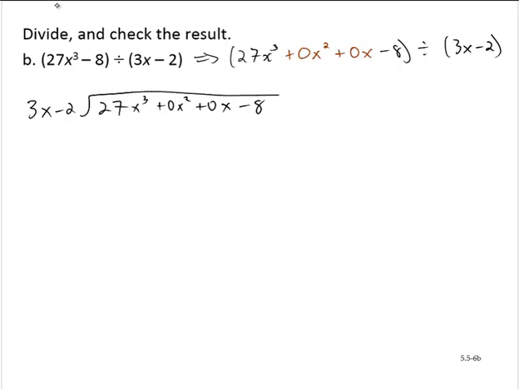Alright, 3x divides into 27x cubed 9x squared times. Multiplying back gives me 27x cubed and a negative 18x squared. Subtracting by changing signs and combining like terms, 0x cubed, 18x squared. That should have been an x squared. Careful about that. And now let's drop down the plus 0x and repeat the process.